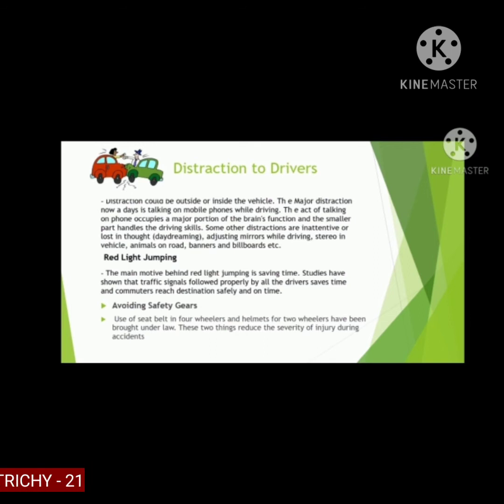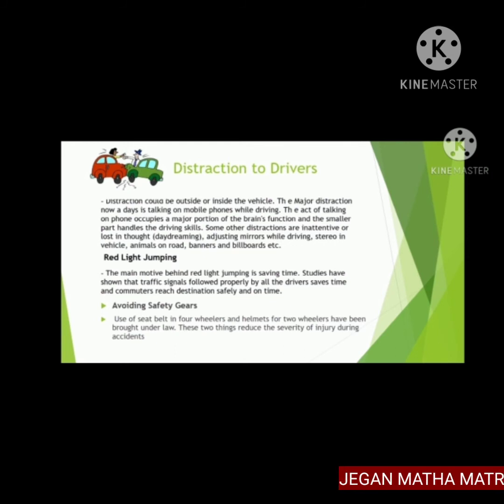Red light jumping. The main motive behind red light jumping is to save time. Studies have shown that when traffic signals are followed properly by all the drivers, it saves time, and commuters reach their destinations safely and on time. Avoiding safety gear. The use of seat belts in four-wheelers and helmets for two-wheelers has been brought under law. These two things reduce the severity of injury during accidents.